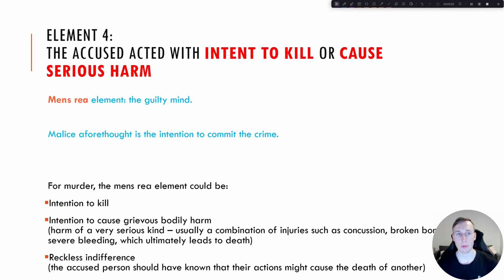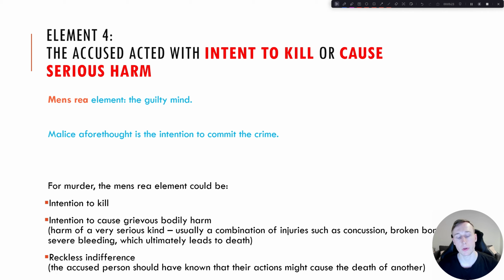Or maybe they were trying to stab a person, they weren't trying to kill them, but they were trying to cause a serious amount of harm, which led to that person dying, then that element would be present. So generally what happens when you get a murder case study is you'll be asked to apply these 4 elements to the case study.